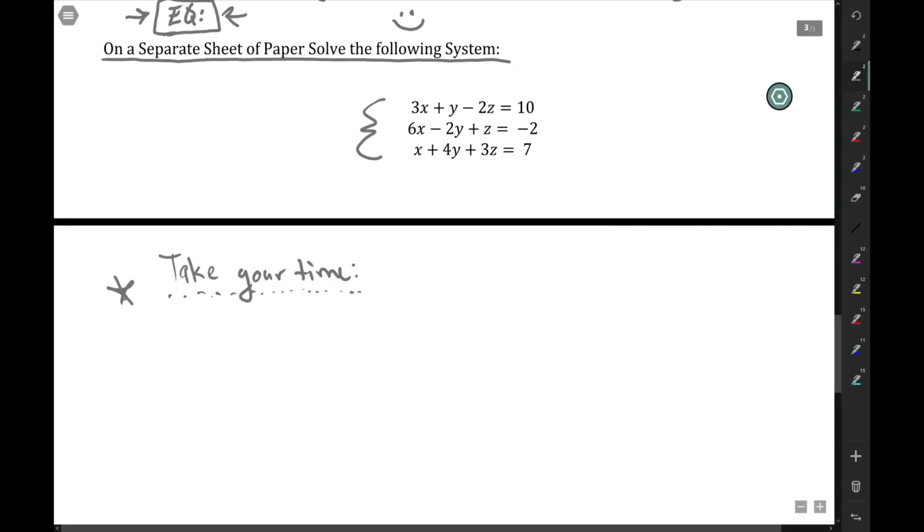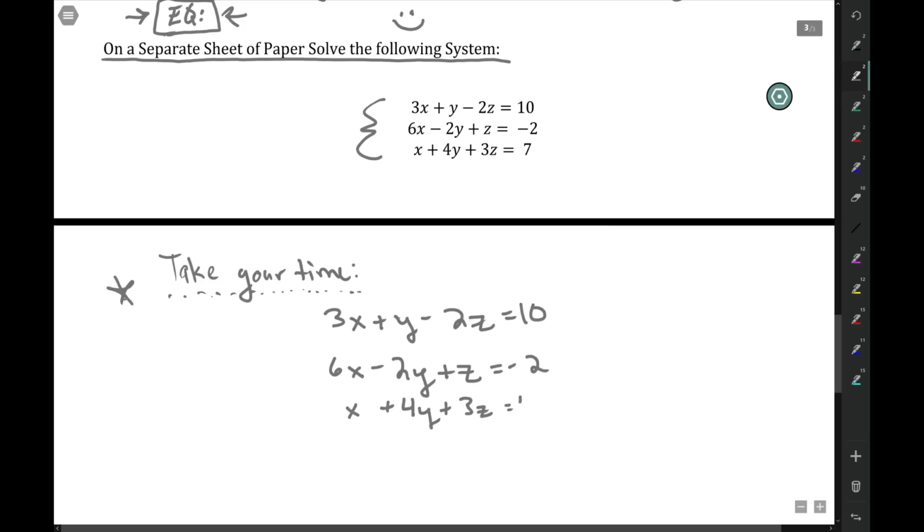So this example here, 3x plus y minus 2z equals 10. Make sure you write the problem down correct first. I see that a lot of times as, honestly, students' biggest mistakes. So just be careful. Take your time. There's no rush to get done. Okay? So have them all down.